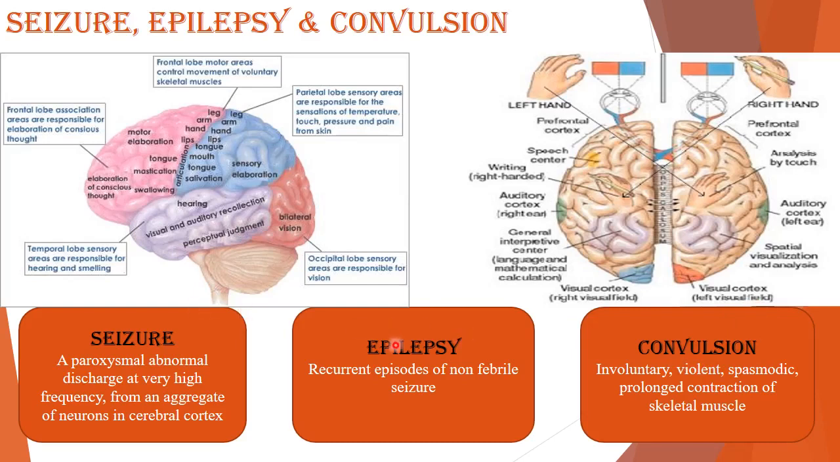Okay? Seizure and epilepsy are terms which are used very interchangeably. But the difference is, epilepsy means happening again and again. Seizure means all of a sudden, or happening once after many days. Right? Convulsion means jerking movements which are involuntary or violent, spasmodic muscle contractions, and prolonged. It should be in a prolonged manner. Getting my point? So to treat this kind of seizure, epilepsy or convulsions, we have certain groups of drugs. We'll be discussing them in the upcoming slides.